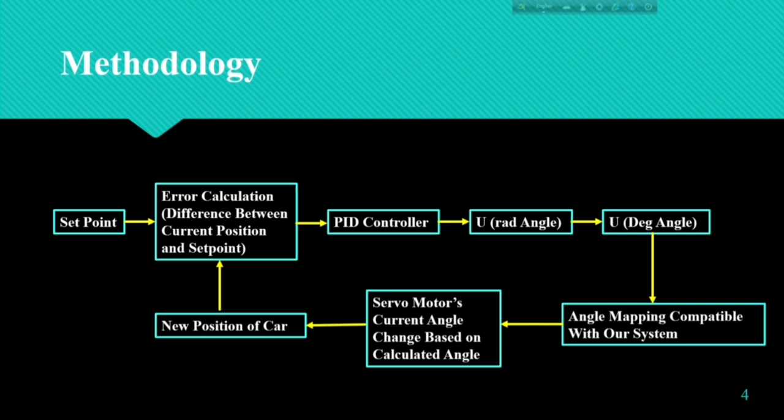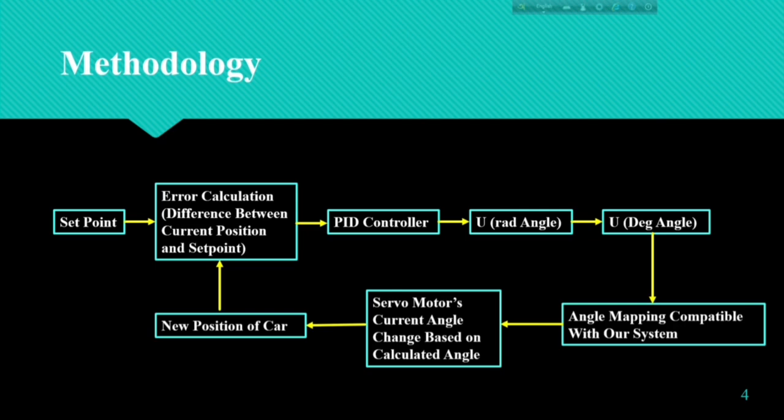PID controller processes the error using proportional, integral, and derivative terms and produces an output U, which is the desired correction angle in radians. Angle conversion converts U from radians to degrees for compatibility with the servo motor. It ensures the calculated correction is in a usable format for the system. Angle mapping maps the degree angle to the servo motor's operational range, and it ensures that the servo motor's movement corresponds to the required beam tilt for correction.